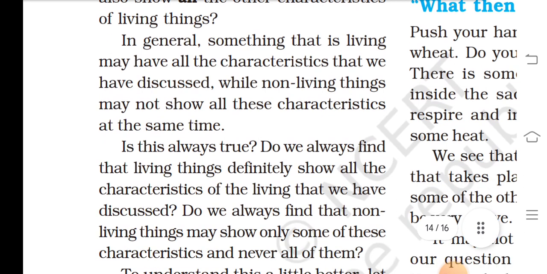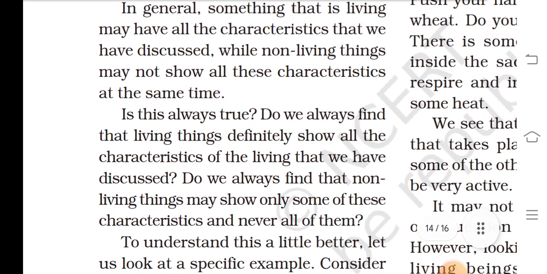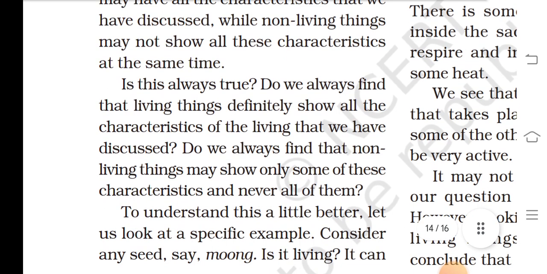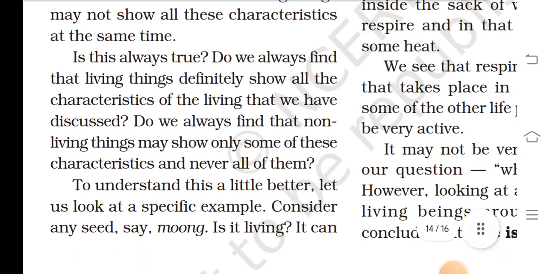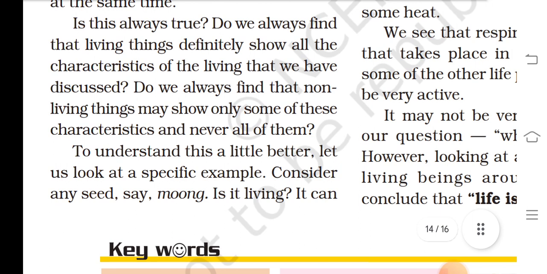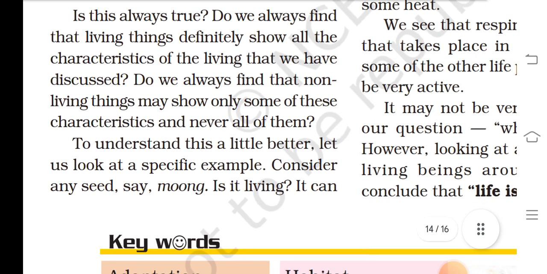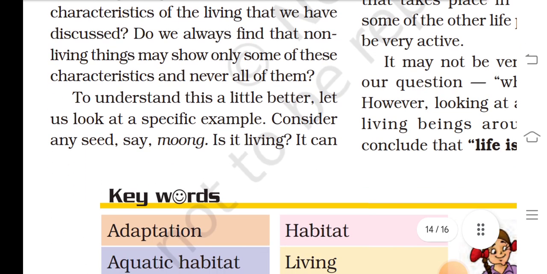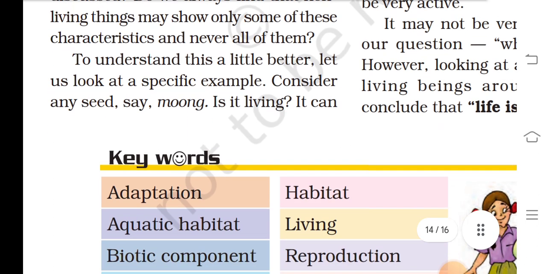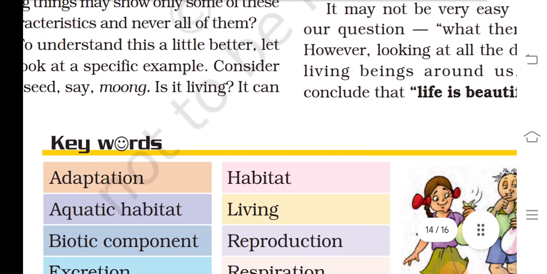In general, something that is living may have all the characteristics that we have discussed, while non-living things may not show all these characteristics at the same time. Is this always true? Do we always find that living things definitely show all the characteristics of living that we have discussed? Do we always find that non-living things may show only some of these characteristics and never all of them? To understand a little better, let us look at a specific example.